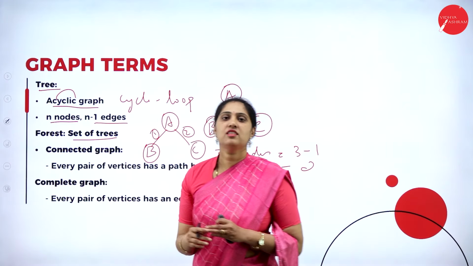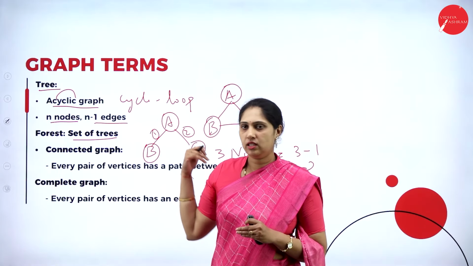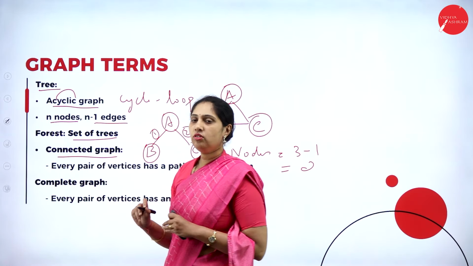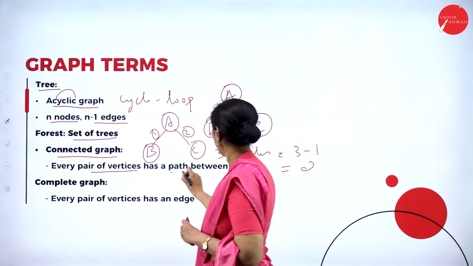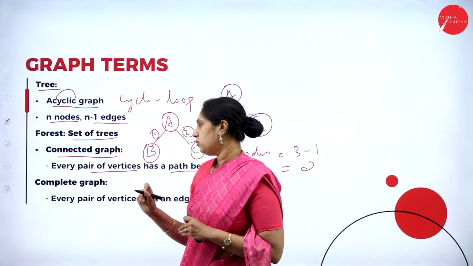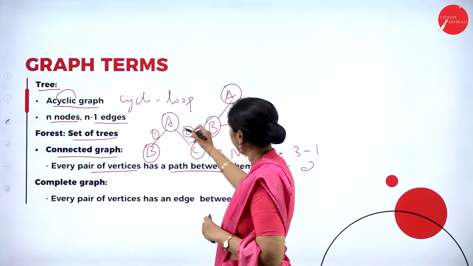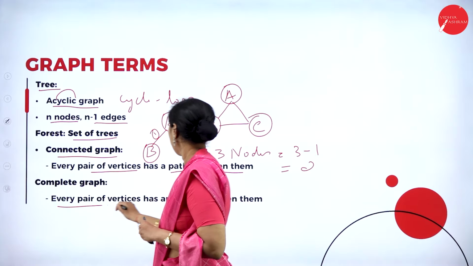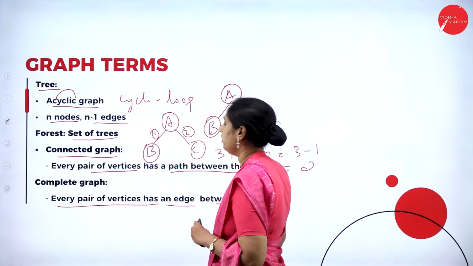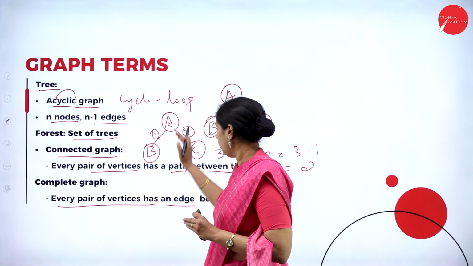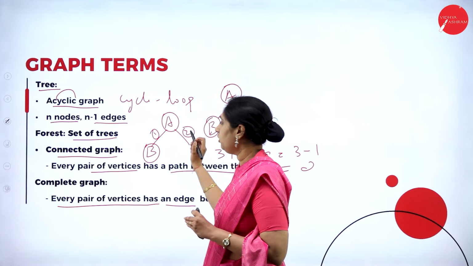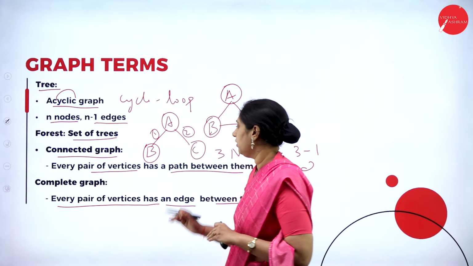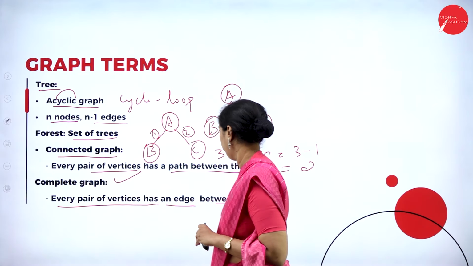Next, then what is a forest? We all know a forest is nothing but a collection of trees. We say a set of trees. Next, connected graph. Every pair of vertices has a path between them. So from A to B I have a path. From A to C also I have a path. Then every pair of vertices has an edge between them. So from A to B I have an edge, A to C also I have an edge. If you have all the edges between all the vertices, then it is called a complete graph.